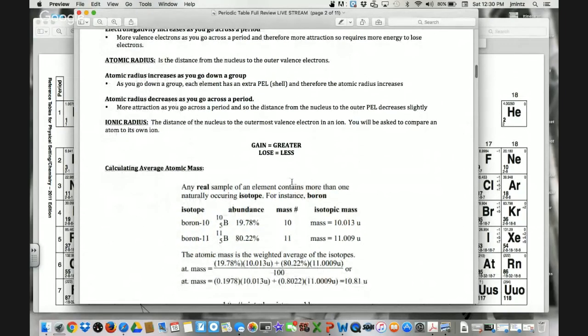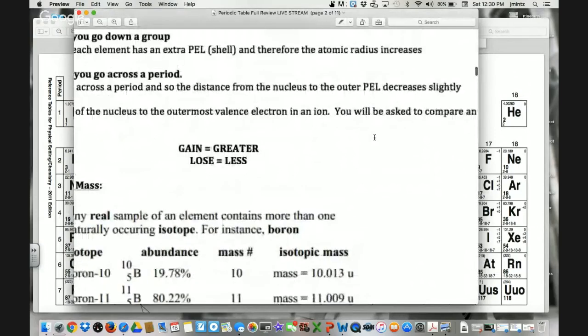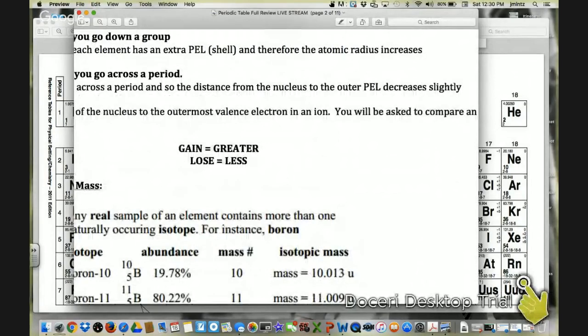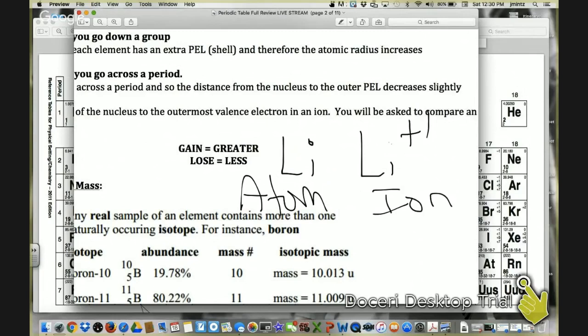So an easy way to think about this is, let's talk about two ions. I'm just going to zoom in so I can write a little better on this. Let's talk about lithium compared to a lithium ion. This is the atom, this is the ion, right? When you compare the size of these two things, the +1 means that you've lost an electron. So because you lost an electron, the atom is larger than its corresponding ion.